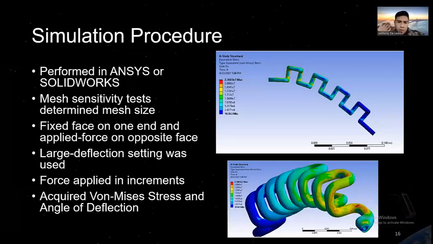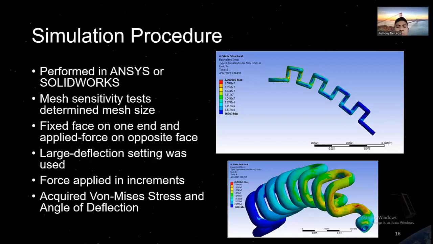So one of the ways to validate our requirements table was to use a simulation procedure. The simulation procedure would then be compared to the experimental data, which we would receive from the experimental setup that was shown in this presentation. The simulation process was done through ANSYS or SolidWorks. Mesh sensitivity tests were used to determine the mesh sizing needed to give us accurate simulations.